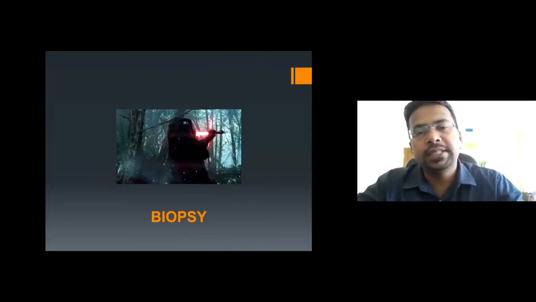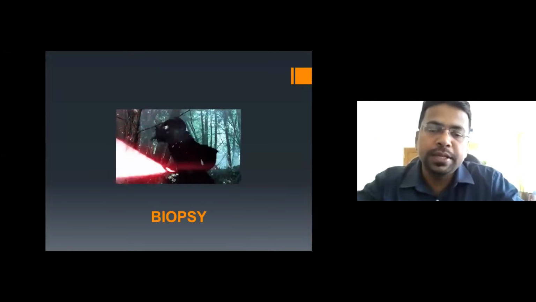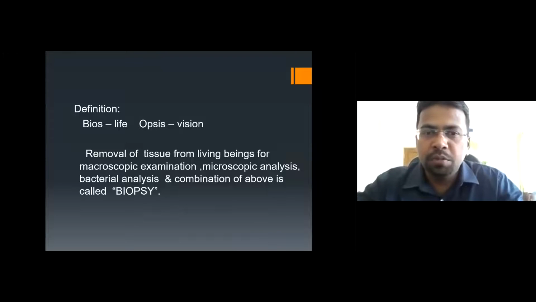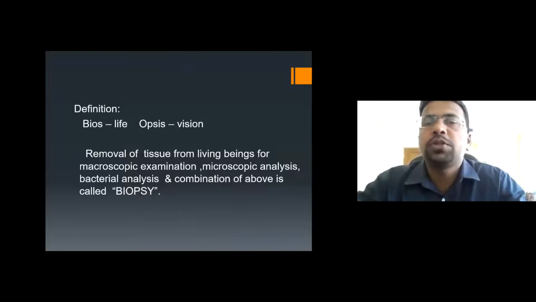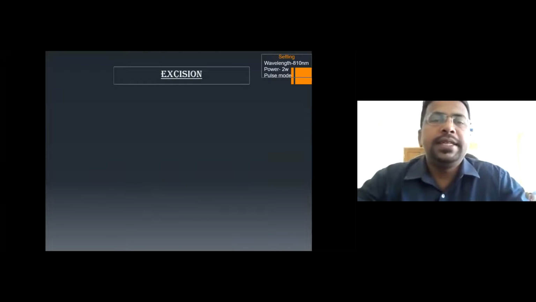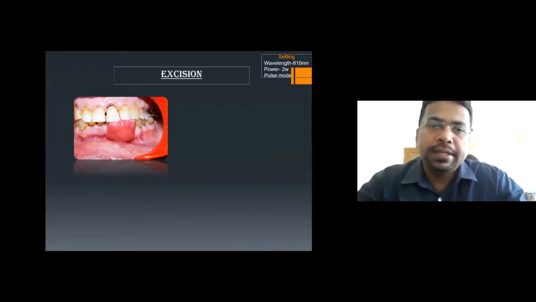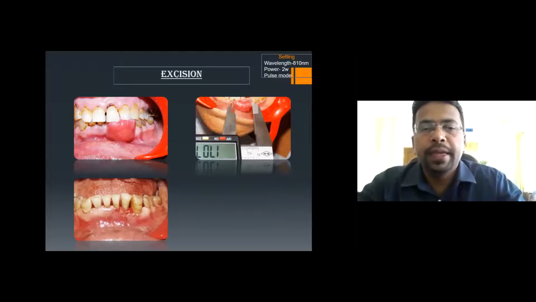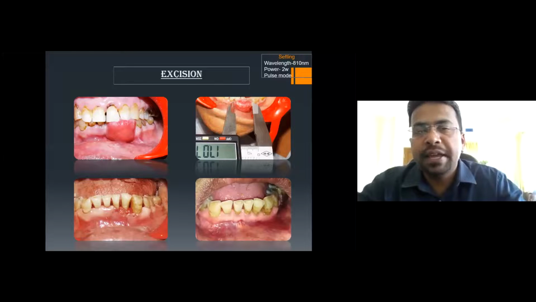So let's see a few cases of biopsy. Now, this is the definition of biopsy: removal of tissue from a living being for macroscopic examination, microscopic analysis, bacterial analysis, or a combination of the above. Now, let's see a case of peripheral giant cell granuloma excision. This is a pre-operative photograph, and we can see the size of the lesion is 17 millimeter. This is an immediate post-operative photograph, and we can see beautiful healing after the excision.